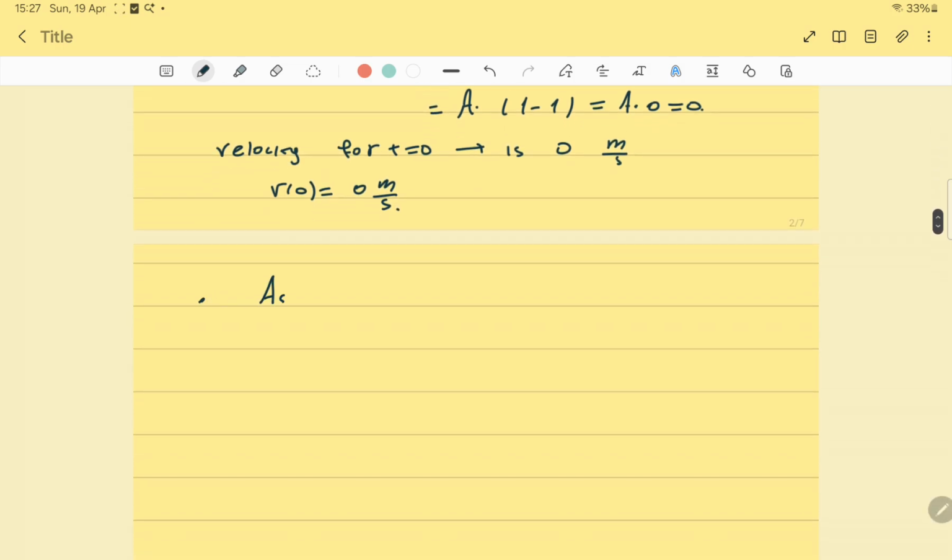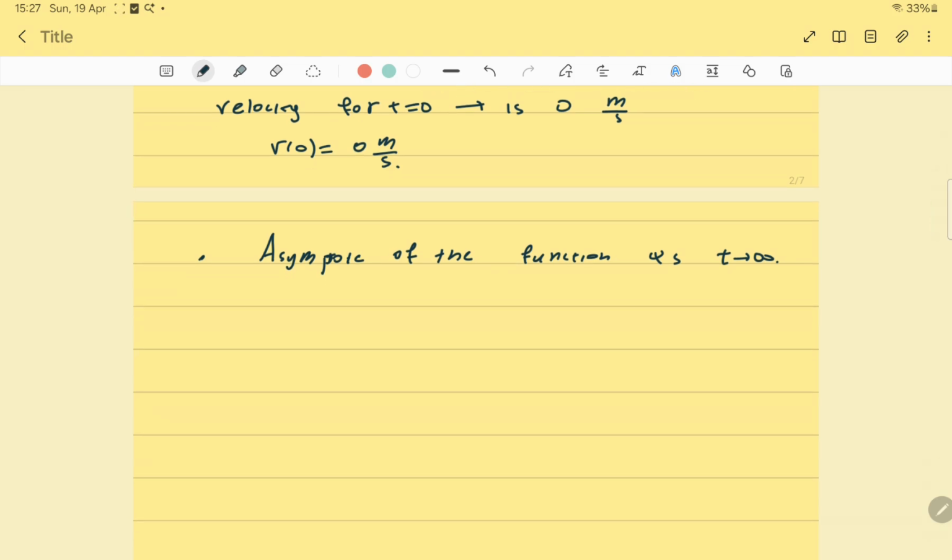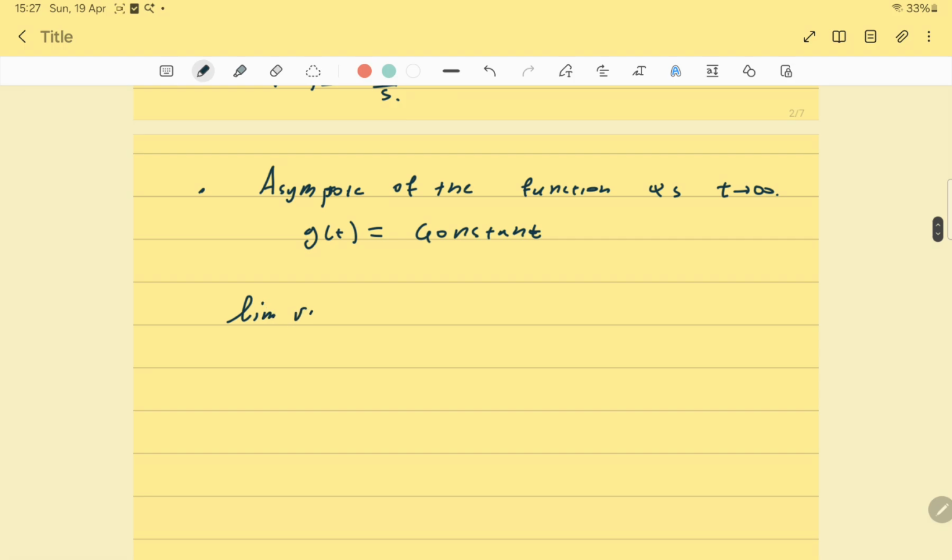Now the asymptote of the function as t goes to infinity is the following. It is going to be a line parallel to the time axis, so it's going to be of the form g of t equals a constant. Take the limit of the function v of t as t goes to infinity to find the asymptote.